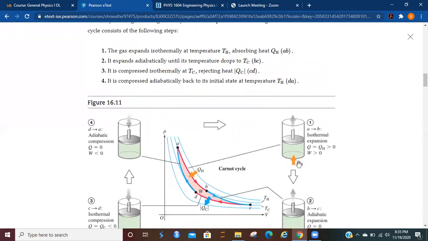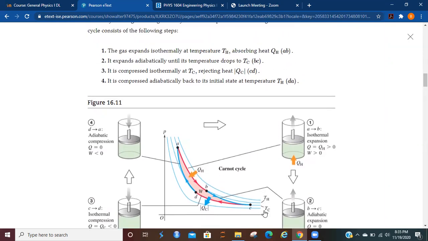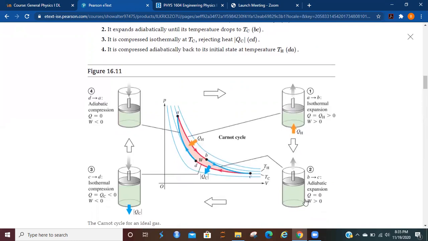The gas expands isothermally at a temperature T sub H, and it's going to absorb some heat. It's going to expand adiabatically until its temperature drops to T sub C. So as you go from A to B, it lies along that same line. Now, as it falls in temperature, you're going to see it fall along this to a different isotherm from B to C. There's no heat exchanged, but there's work being done by the system.